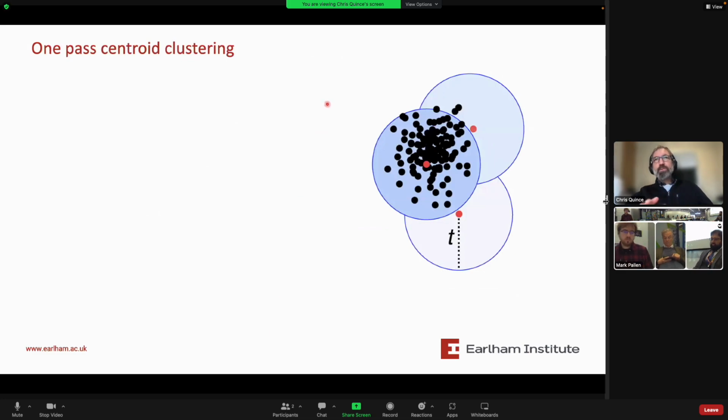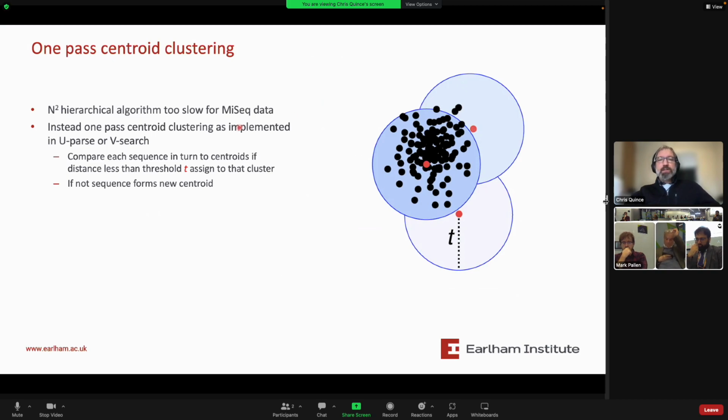Now, that worked for 454 data, where we might have 100,000 sequences in the study. These days, when you're doing MiSeq data, you've got more like 1 million, and it's generally taken that hierarchical clustering is too slow, although you probably still can do it. Instead, people have moved on to something called centroid clustering.